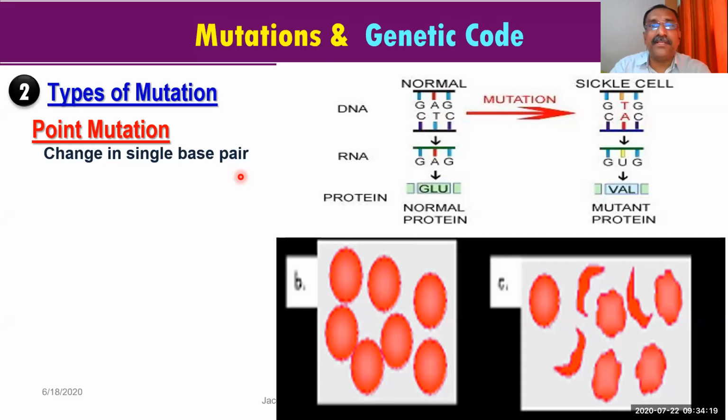Point mutation means you are removing one particular nitrogen base pair. Now look at over here. Just see this example. This is the normal case, normal example. Just see the sequence over here: G, A, G. This complementary strand will be C, T, C. So this nitrogen base, that means G, A, G, has the sequence, because this is the one which is becoming messenger RNA.